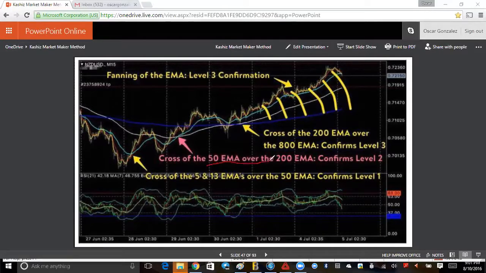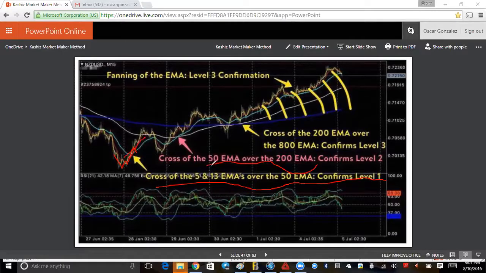Cross of the 50 EMA over the 200, cross of the 5 and 13 EMAs over the 50 EMA confirms level 1. Price over here, cross the 50. This is level 1 already. Level 1 in the cycle.